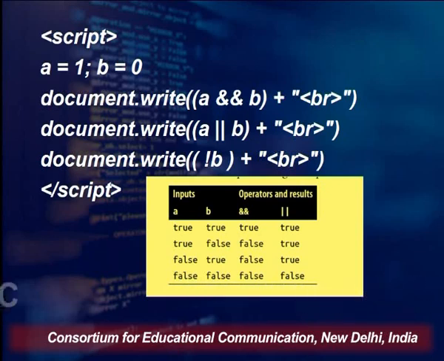If you look at the table also, it is very clear that for A and B, if both are true, then AND will return a true, OR will also return a true. If A is true but B is false, then AND will return a false and OR will return a true. If A is false and B is true, again AND will return a false but OR will return a true. And if both are false, then AND will also return a false and OR will also return a false. And the NOT operator simply does the negation or the reversal of the operand that we are using.